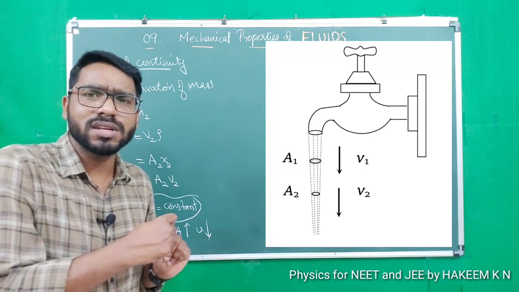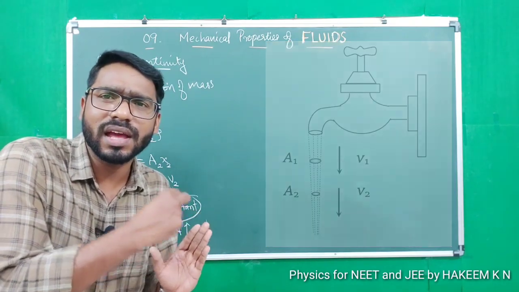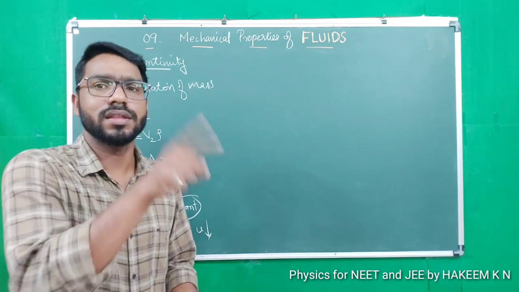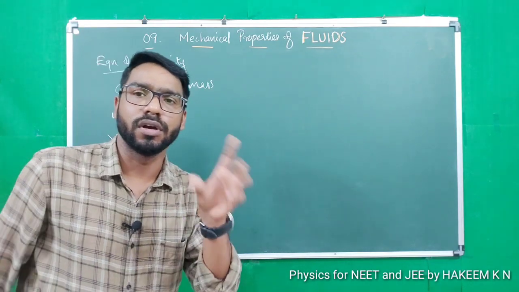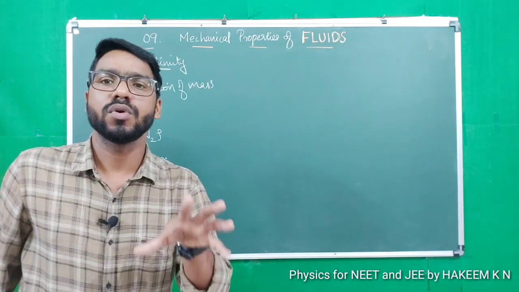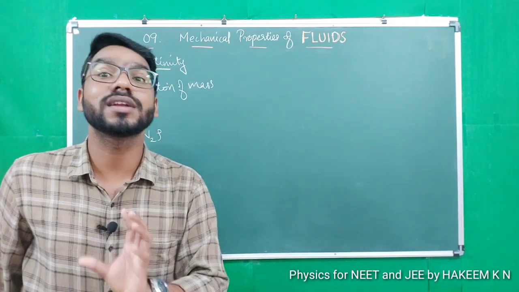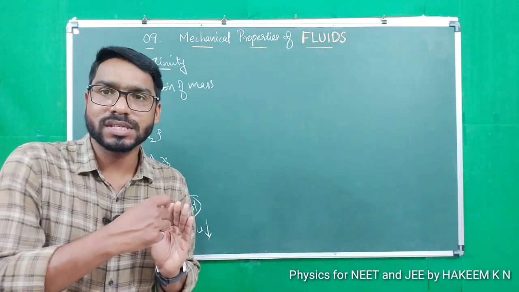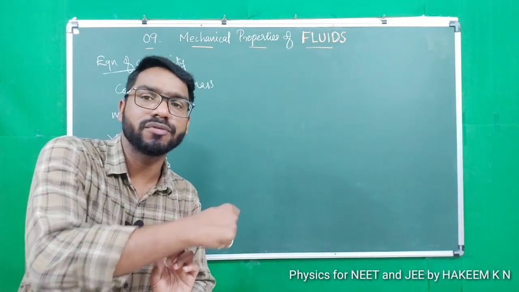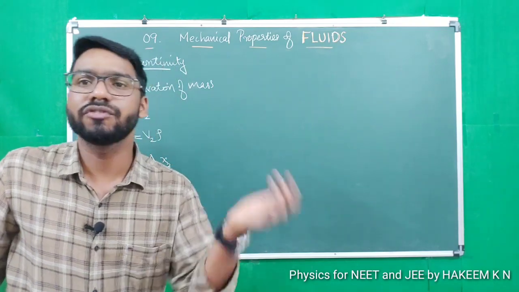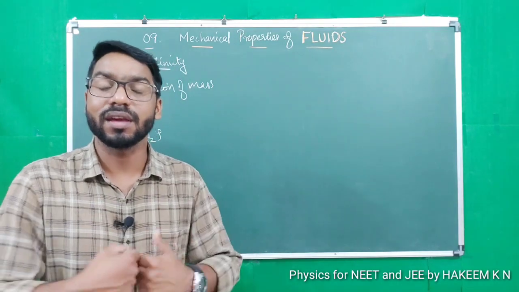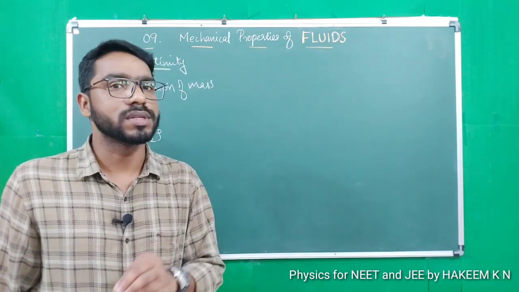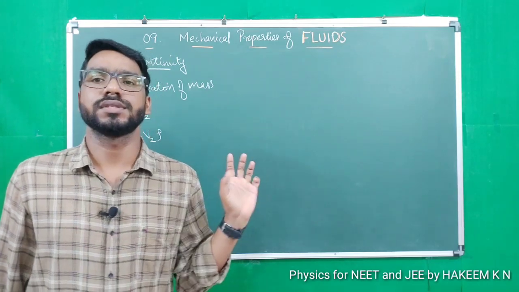And if the velocity becomes greater than a particular value, then the liquid flow will be irregular, also called turbulent flow. The velocity below which the liquid flow is steady, and above which the liquid flow is turbulent, irregular, is called the critical velocity.